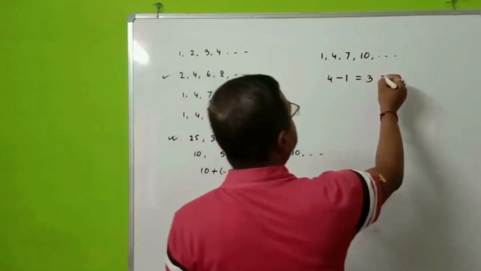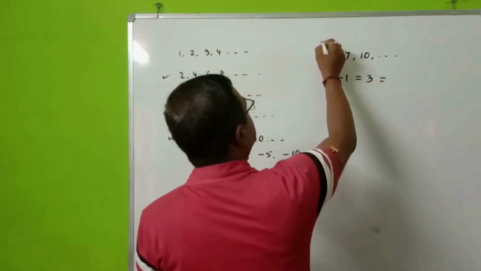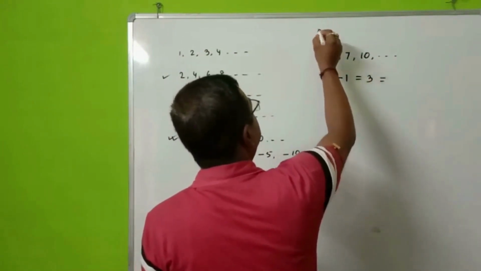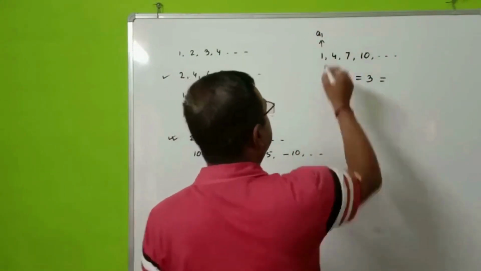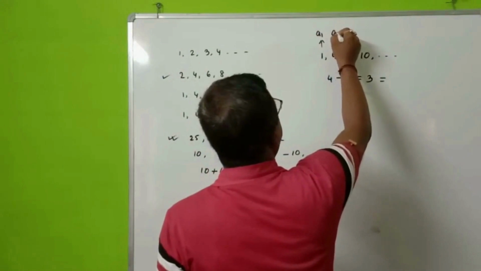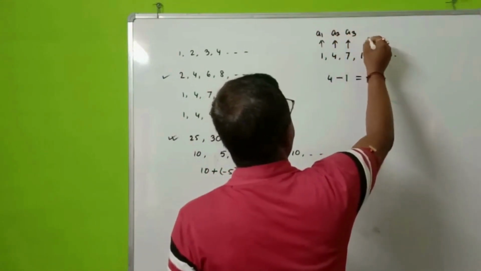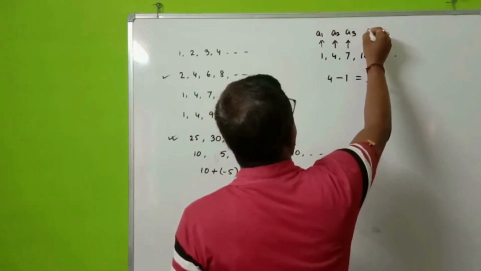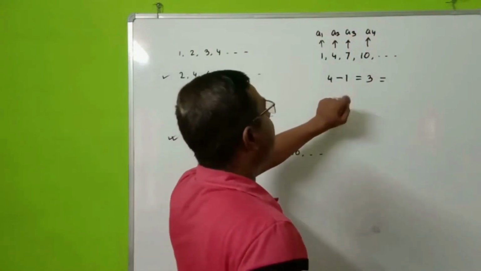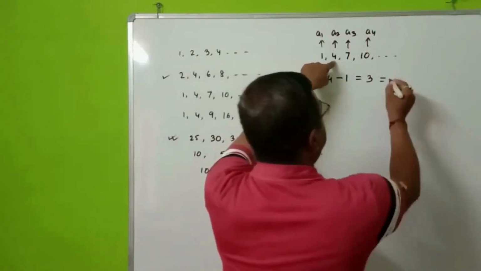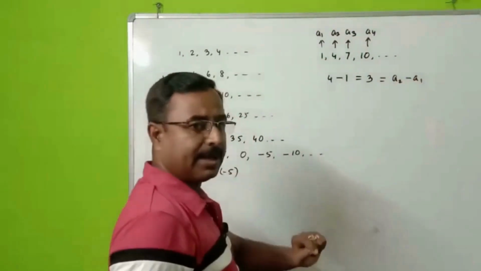And this 4 minus 1 can be represented as follows. Suppose we represent the first term by A1, the second term by A2, the third term by A3, and the fourth term by A4. Then this 4 minus 1, that means 4 was our second term, can be written as A2 minus A1, correct or not?